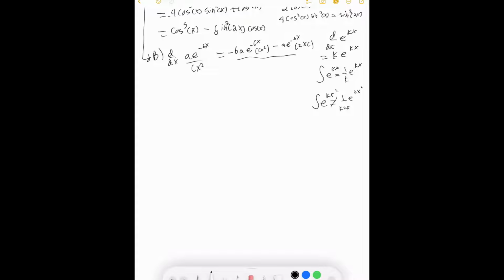So now we just take the derivative of a e to the negative bx. We pull that negative b down. Then we're also taking the derivative of cx squared, which is 2xc, putting that all over cx squared squared.